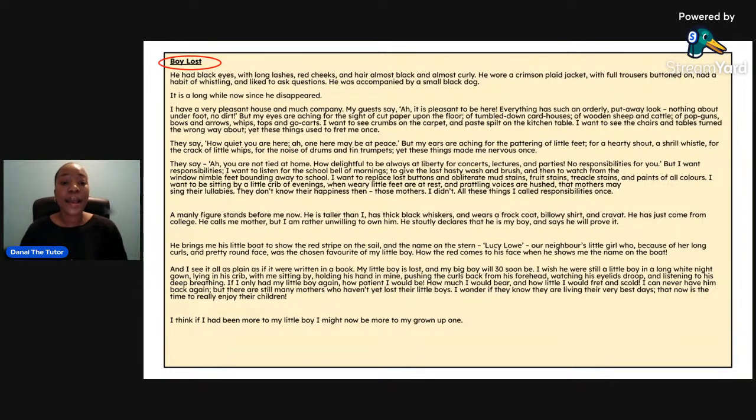Okay. I have a very pleasant house and much company. My guests say, "Ah, it is pleasant to be here. Everything has such an orderly, put away look. Nothing about underfoot, no dirt." But my eyes are aching for the sight of cut paper upon the floor, of tumbled down card houses, of wooden sheep and cattle, of pop guns, bows and arrows, whips, tops, and go karts. I want to see crumbs on the carpet and paste spilt on the kitchen table. I want to see the chairs and tables turned the wrong way about.